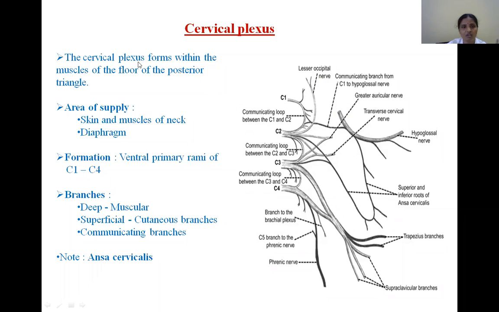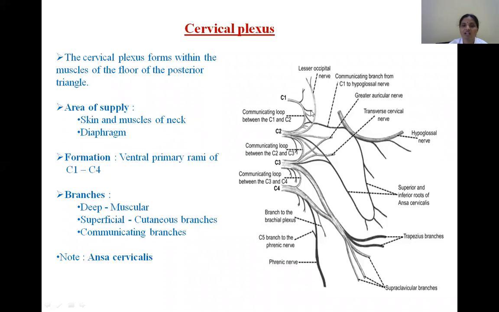Now coming to what the cervical plexus is. What is the cervical plexus for? It supplies the skin and muscles of the neck, and the important structure, the diaphragm, right? You know the diaphragm location. It is not present in the cervical region, but it is supplied by the cervical nerves. So what does this indicate? The diaphragm is a migrated structure. It has migrated from the neck to the trunk.